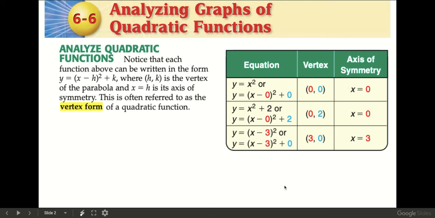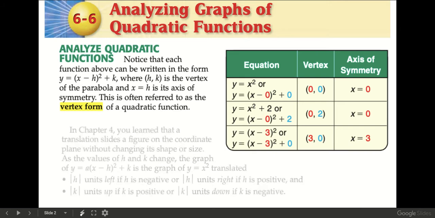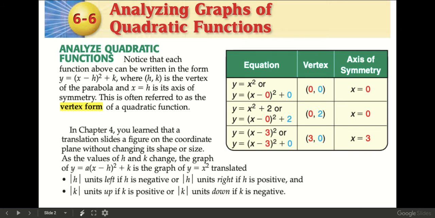This is just a table showing you how those three graphs that we just looked at have their vertex change and how their axis of symmetry is affected. Again, these bottom ones are vertex form, and look how useful these numbers are at indicating where the vertex is and where the axis of symmetry is. In chapter 4, you learned that a translation slides a figure on the coordinate plane without changing its shape or size. We didn't really go over chapter 4, but the idea is still the same.